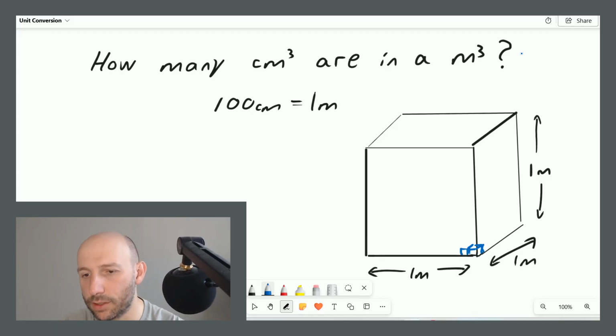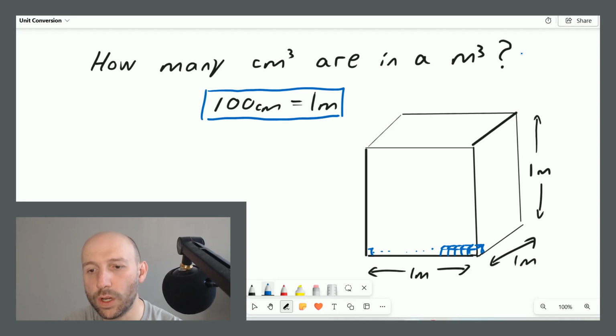How many such cubes would fit along this single front bottom row, right? And the answer is, well, 100 of them, right? Because there are 100 centimeters in 1 meter. But those 100 cubic centimeters, they don't fill up the entire cubic meter. They just fill up this one bottom row, okay?